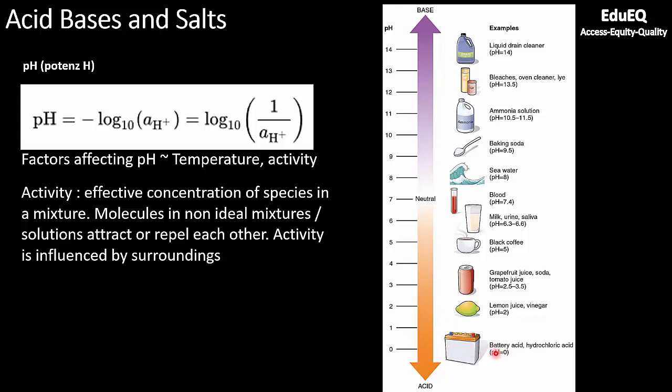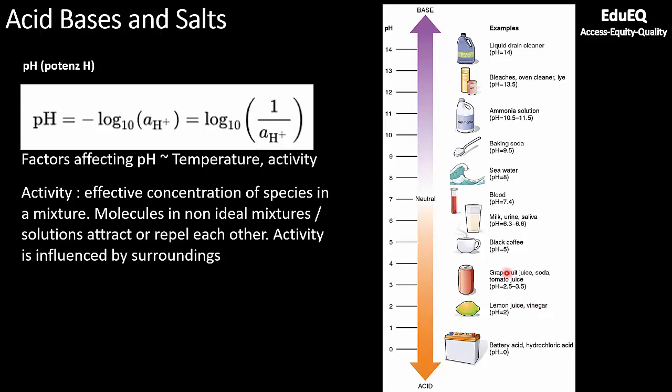So you can see battery acid or hydrochloric acid, which is concentrated hydrochloric acid, that has pH close to 0. It's not 0. It will be maybe close to 1.8, 0.9, something like that. Then moving on to lemon juice or vinegar. So lemon juice is also citric acid. Vinegar, you know, is acetic acid. It has pH around 2.